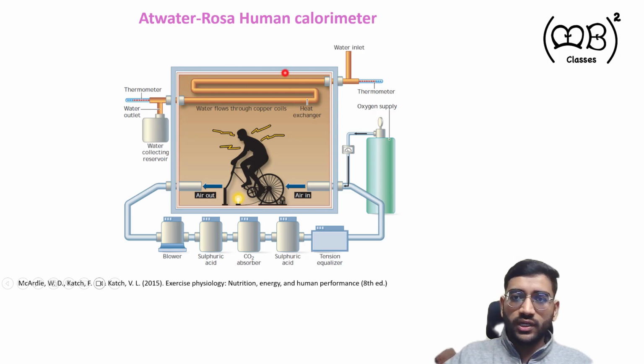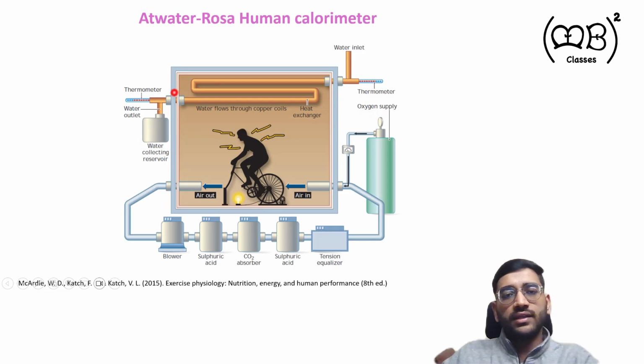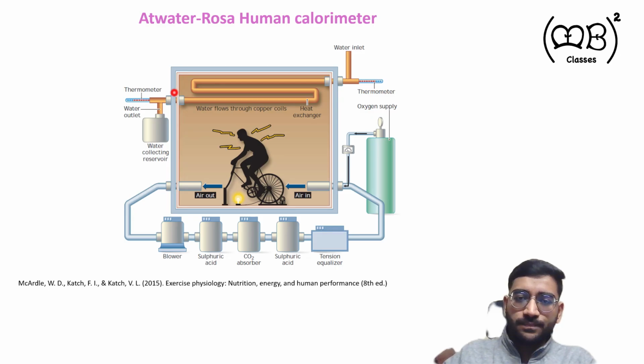This is an insulated chamber, so all the heat production would cause the water to increase its temperature. There's a water inlet with a thermometer and a water outlet with a thermometer. The difference in temperature would be the increase in temperature, and then they would calculate how much heat is being generated, up to 0.01 degrees Celsius accuracy.